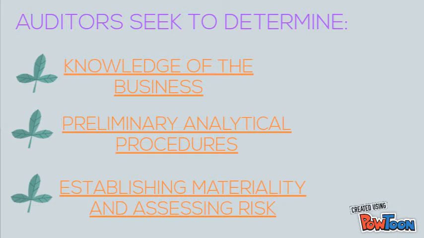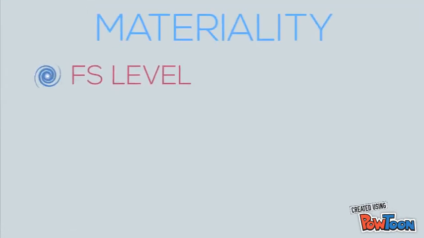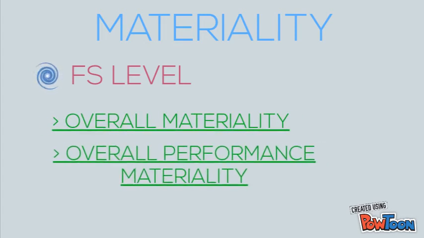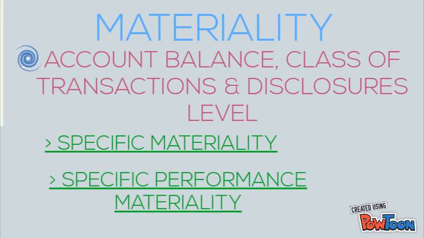In audit, materiality is defined as the magnitude of an omission or misstatement of accounting information that, in the judgment of a reasonable person relying on the information, would have been changed or influenced by the omission or misstatement. Now, there are different types of materiality in an audit. At the financial statement level, we have overall materiality and overall performance materiality. At the account balance, class of transactions, and disclosures level, we have specific materiality and specific performance materiality. Then we go to assess.